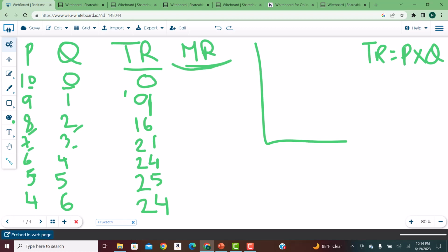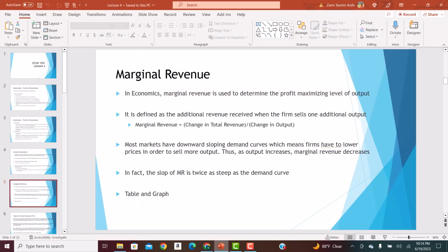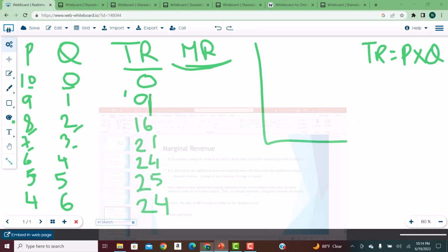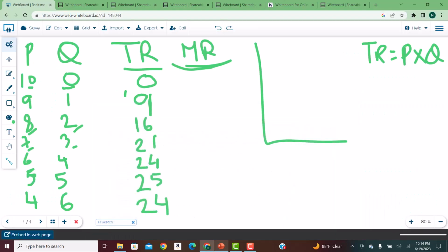So how do we calculate the marginal revenue? Remember, going back to the slide, marginal revenue is given by change in total revenue divided by change in output. So when we move from 0 to 1 unit, what's the change in revenue? It's 9 minus 0 divided by 1 minus 0, so it's 9. Then we do 16 minus 9 divided by 2 minus 1. 16 minus 9 is 7, divided by 1, so 7.